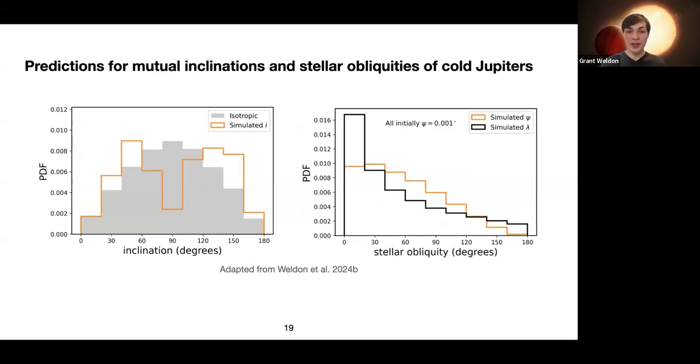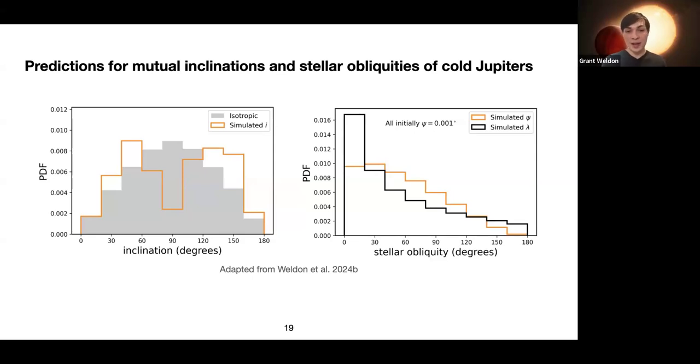Systems near 90 degrees tend to get removed from the cold Jupiter distribution. This is because at these higher inclinations, there's more extreme EKL behavior, and so these systems tend to either become hot Jupiters or get tidally disrupted. They get removed from the cold Jupiter population.